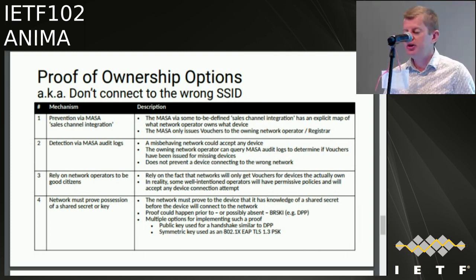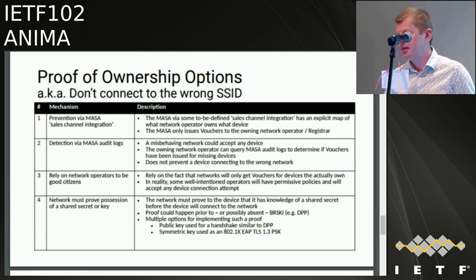Option 2 doesn't really prevent connection to the wrong network. Option 2 is the network operator relies on MASA logs to detect where their missing device has gone. You plug in a light bulb, you see it's powered up, you don't see it in your network. You query MASA to find out who owned it, who vouchered it. Number 3, you rely on network operators to be good citizens. If you connect to the wrong SSID, you're relying on the wrong network to reject your request. Now, we can't rely on that because a lot of operators will just configure permissive network policies to let any device on.